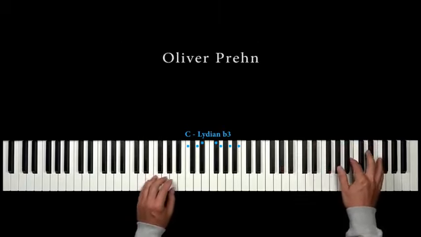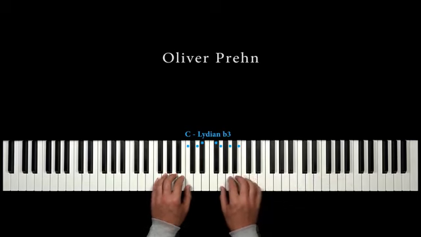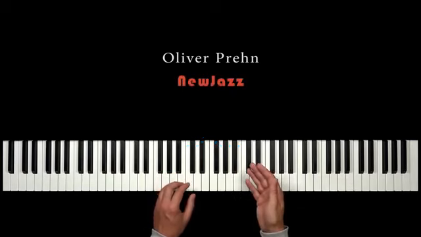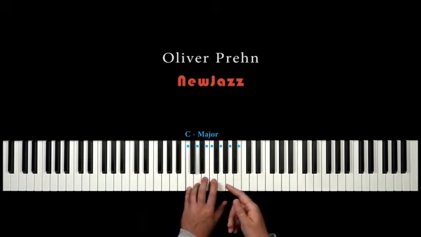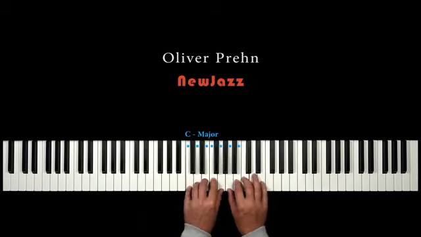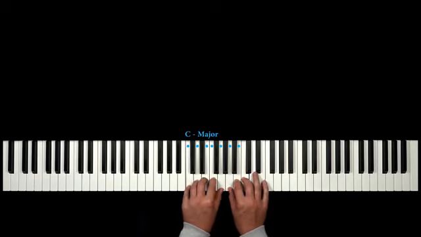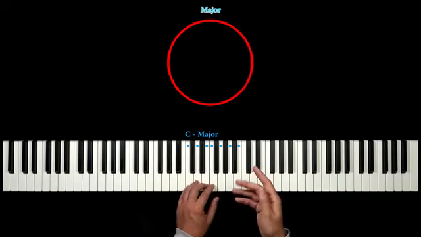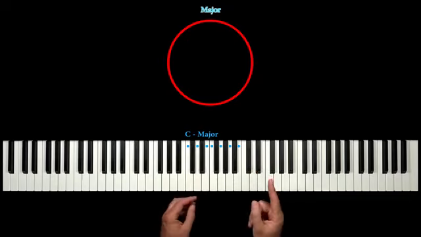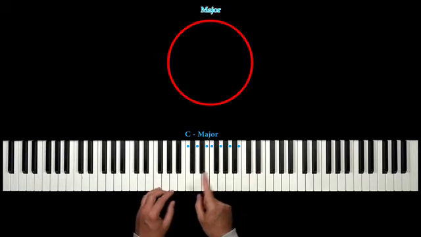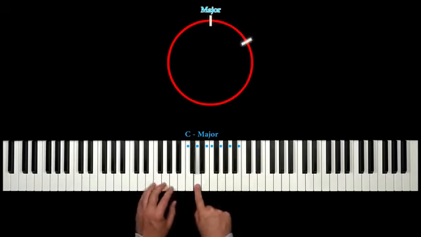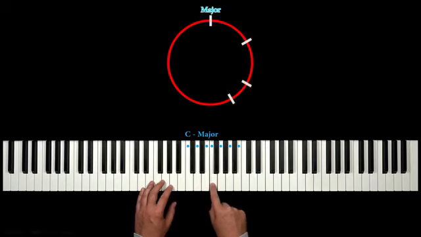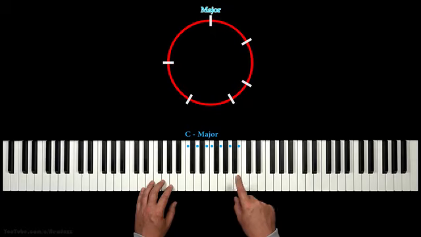My name is Oliver Prehn, by the way, and this is a new jazz lesson. So, here we have the major scale, in this case in C. Let's make a circle above and add the major scale to that circle. And then we mark up each scale note on the circle like this. First note, second note, third note, fourth, fifth, sixth, and the seventh note.